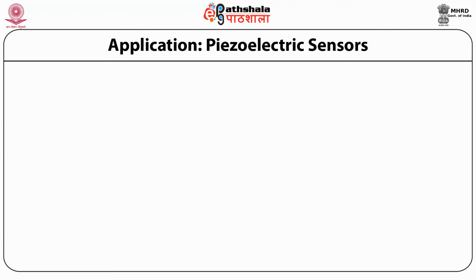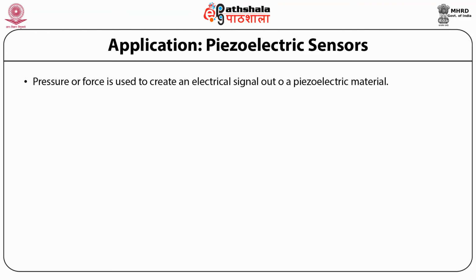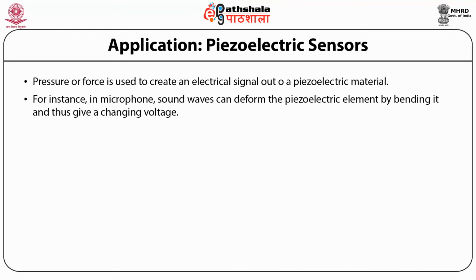Now the second application which we are discussing in this module is piezoelectric sensors. Here, typically pressure or force is used to create an electrical signal out of a piezoelectric material. For instance, in a microphone, sound waves can deform the piezoelectric element by bending it and thus give a changing voltage. A similar principle can also be used for pickups, guitars and microphones.